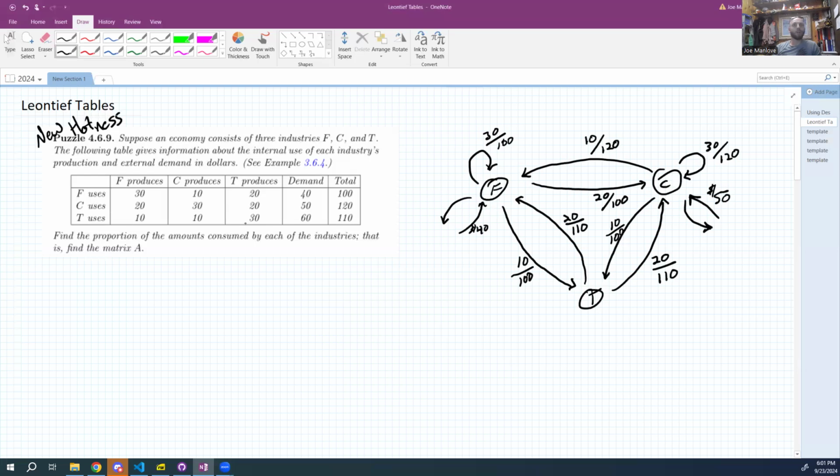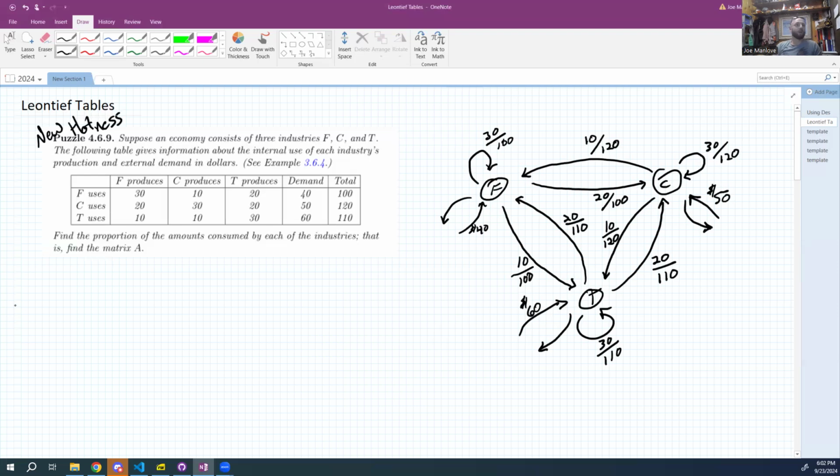Okay. No, it's not. It's 10, but it's out of C's total production, which is 120. And then T uses 30 out of T's production, so that's 30 out of 110. And then there's an external arrow here that is a 60, and that is straight up dollars.